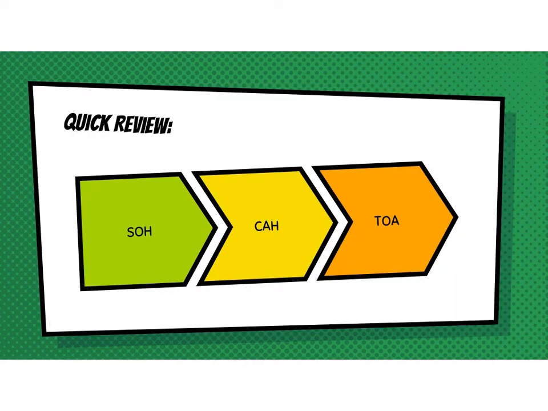Before we get into new material, let's remember the acronym SOHCAHTOA, and it is there to help us remember our trigonometric ratios. So, SO stands for sine of an angle equals opposite, so the opposite side length over the hypotenuse. CA for cosine equals adjacent over the hypotenuse. And finally, we have TOA, which helps us remember that tangent is equal to the opposite over the adjacent.